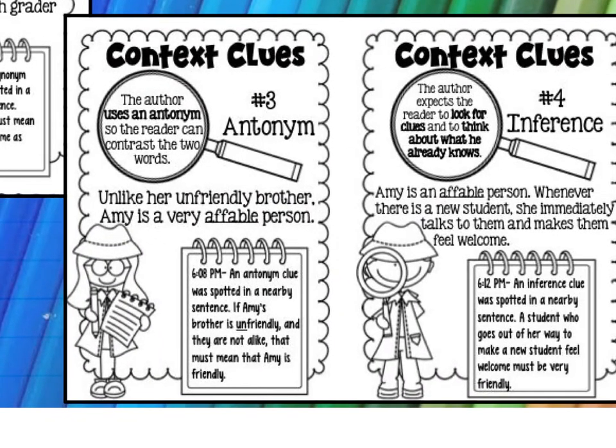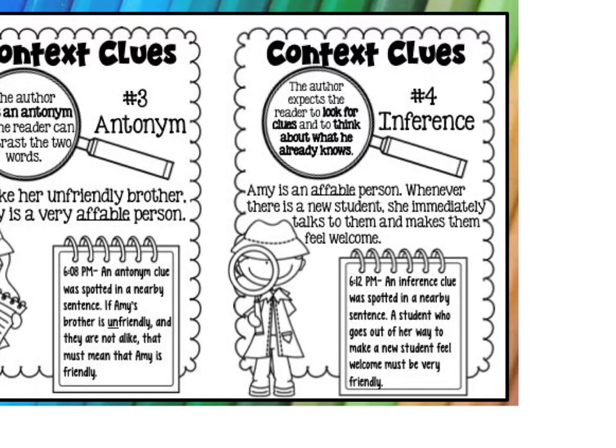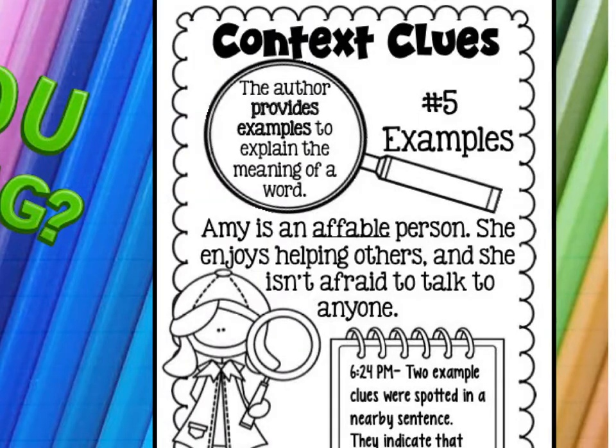Thirdly, we have an antonym clue, when an author gives us the opposite meaning to help us contrast the meaning of the word. Fourth, and this is the most common, we have an inferencing context clue. This is when the author expects the reader to look for clues and to think about what he already knows. I'm thinking that sounds a lot like yesterday's lesson on inferencing. And fifth, we have when an author gives us an example clue. So far, that's been a review from the first time that we looked at the different types of context clues when reading Because of Winn-Dixie.